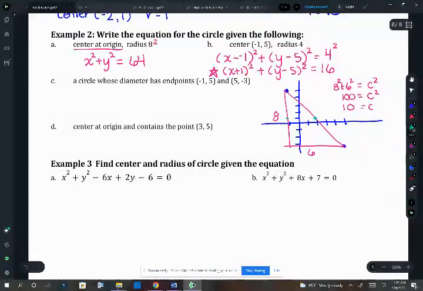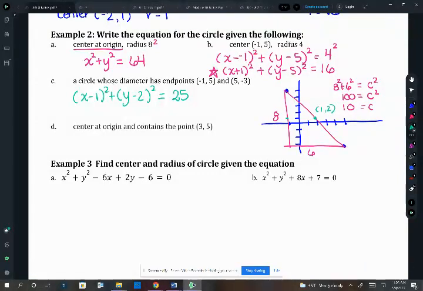So that means my center is at 1, 2, and then we just do the same thing. So I would have x minus 1 squared plus y minus 2 squared is equal to, and again, if my diameter is 10, then my radius is half of that. So I would have 5 squared, or 25. All right. So that's another way of looking at the same problem. Just depends on what's easier for you.